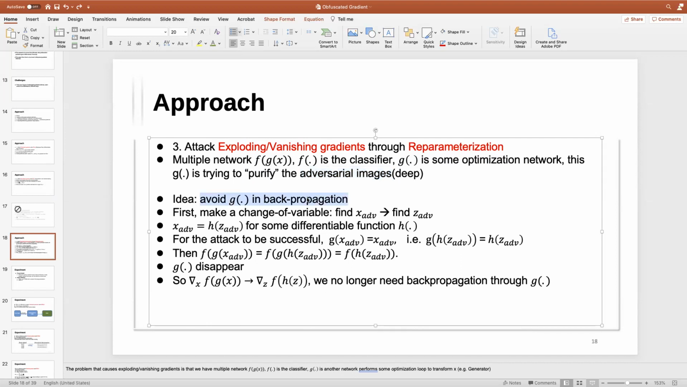First, we make a change of variable. As an attacker, we aim to find X adversarial. But now we don't find it directly. We find a hidden variable Z adversarial that is related to X adversarial with some differentiable function H. Then for the attack to be successful, we want J of X adversarial equal to X adversarial. So the idea is that J cannot purify X adversarial anymore. The images before purifying and after purifying are the same.